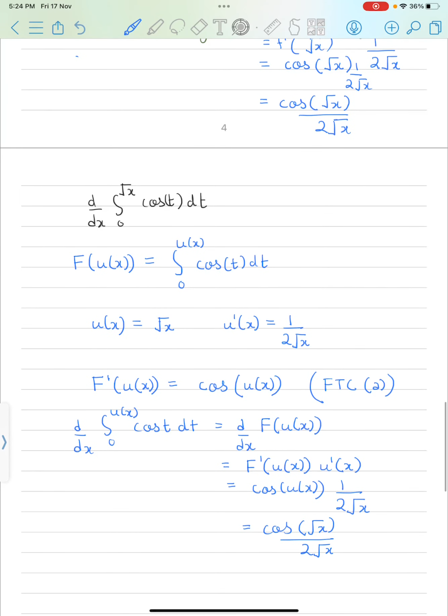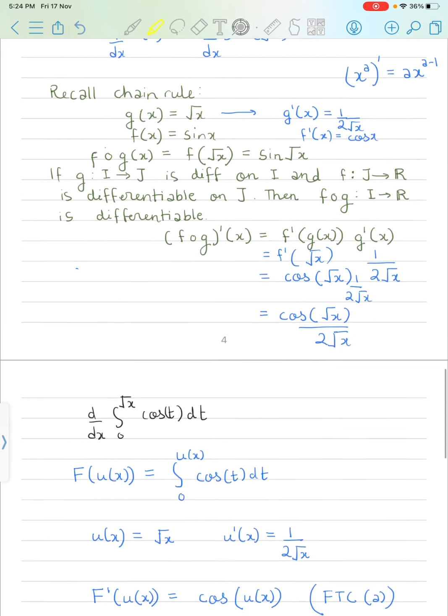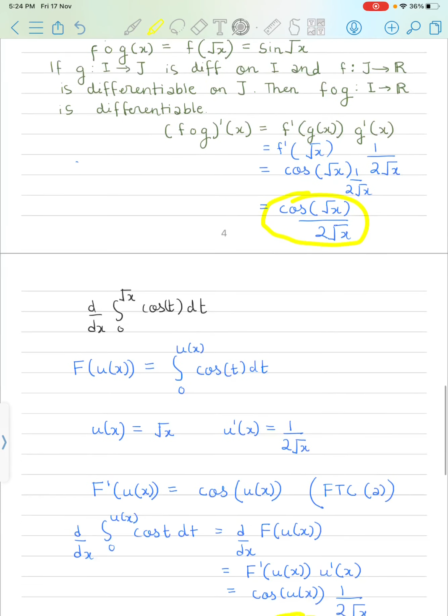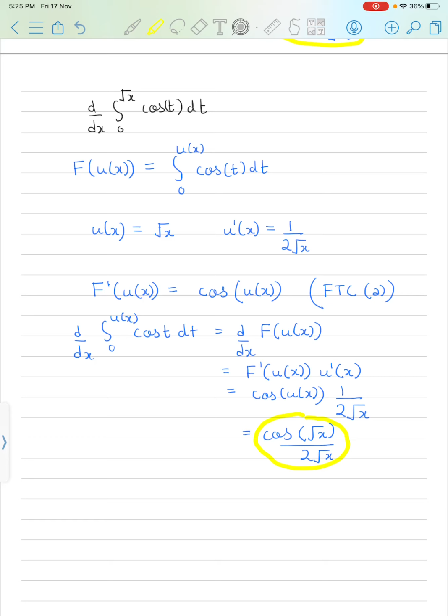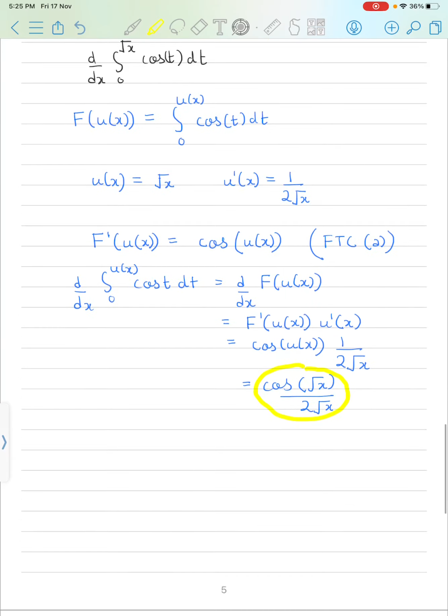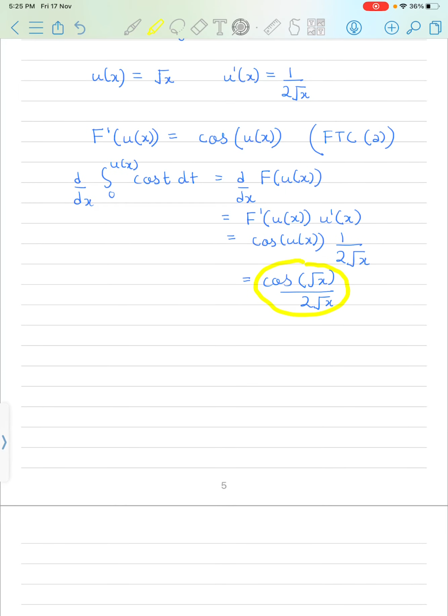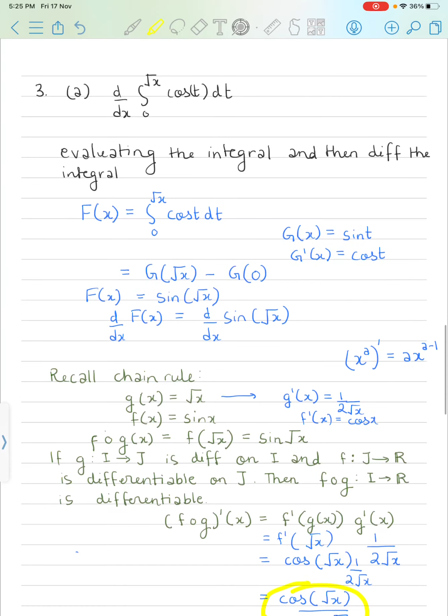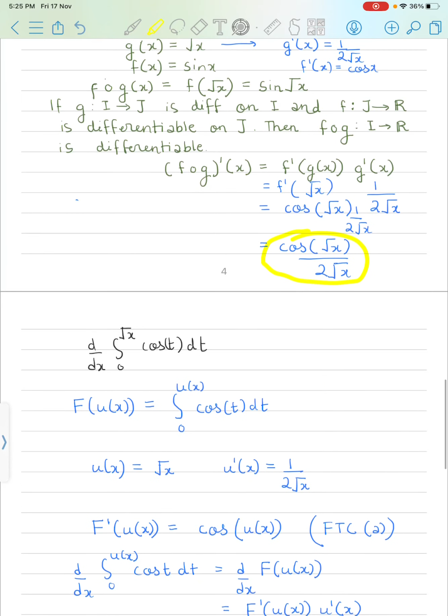Now you can see that by method 1 and method 2 we are getting the same result. So that's it for question number 3c. I want you to try 3a and 3b on your own using the same method.